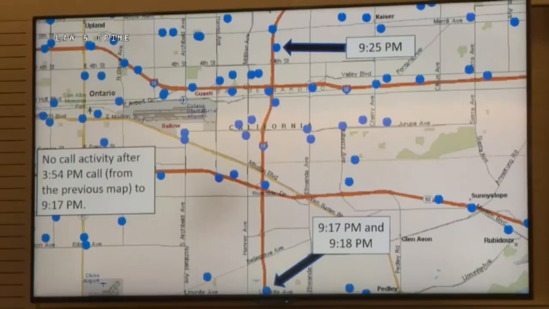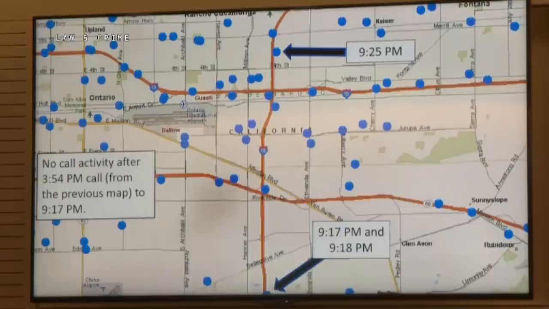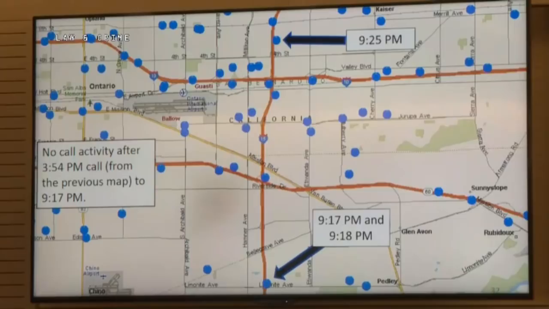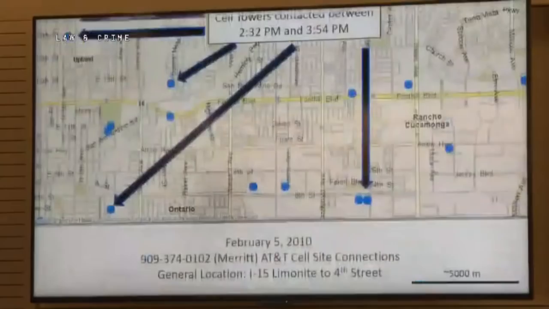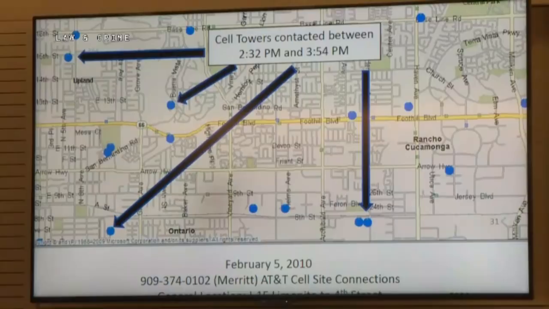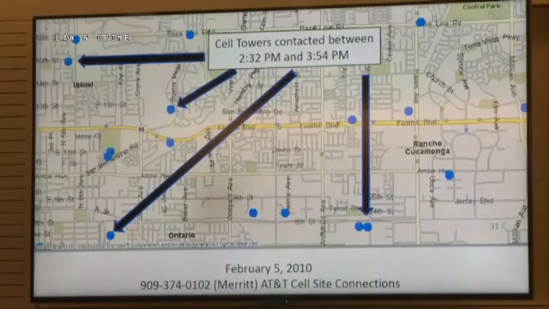So you have a notation here on the left. What is that? I was just indicating that from the previous map, which was 473, the last cell tower connection was 3:54, and the next available activity was at 9:17 p.m. So there was no activity on the phone during that period of time. And the cell tower at 9:17 is at Limonite, correct? Yes, Limonite and 15. But at 3:54, were they hitting towers north, south, east, or west of that Limonite tower? At 3:54, the cell tower is in the Rancho Cucamonga area, which is north of the Limonite intersection with the 15.